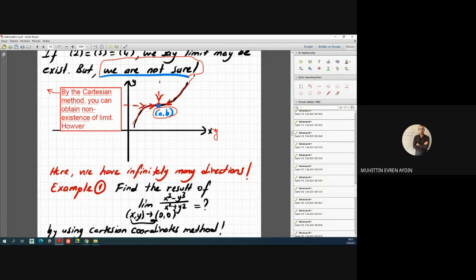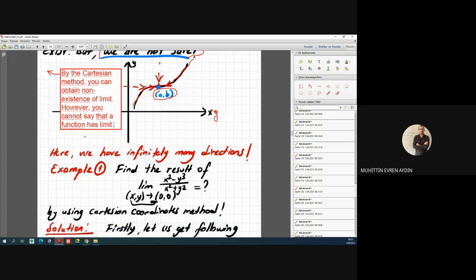However, you can't say that a function has a limit. Yes, that is the point. Let's provide some examples.